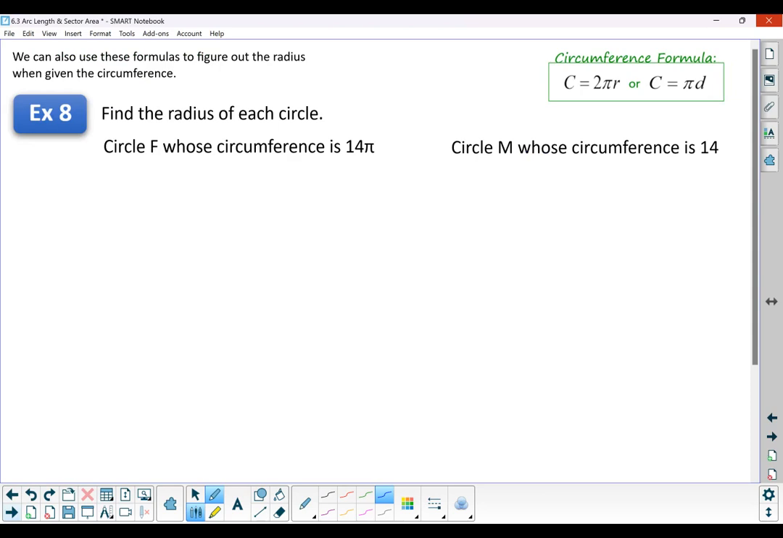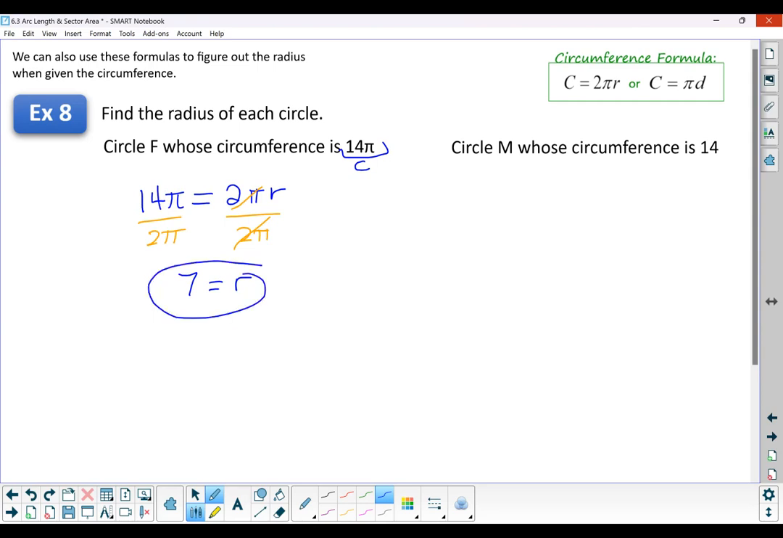We could also use these formulas to figure out the radius when we're given the circumference. The first circle, circle F, has a circumference of 14 pi. So that's the C, the circumference. So 14 pi is equal to 2 pi r. If I divide both sides of my equation by 2 pi, that leaves me with r on the left, and 14 pi divided by 2 pi is 7. So this first circle has a radius of 7.